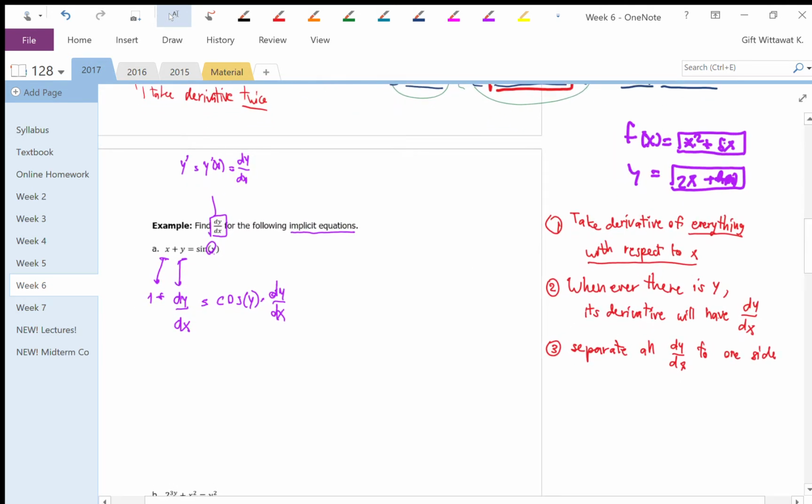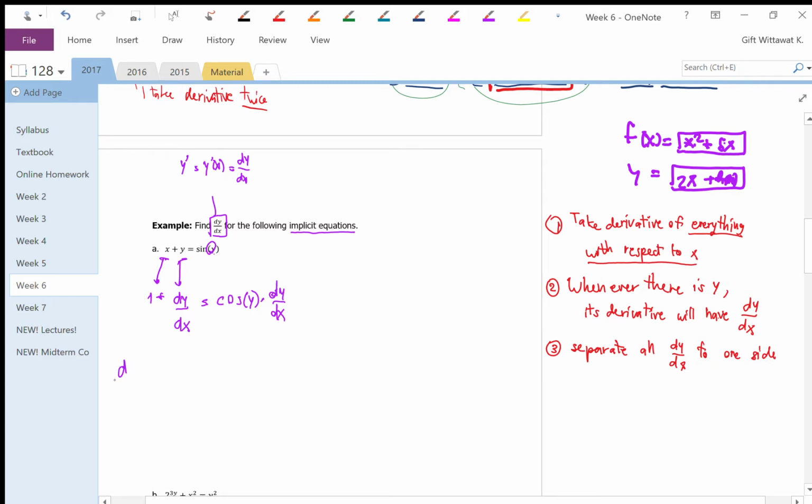My step 3: I'm going to separate all the dy by dx to one side. So let me do that here. Let me move dy by dx to the left hand side.